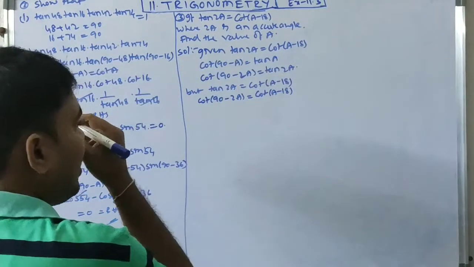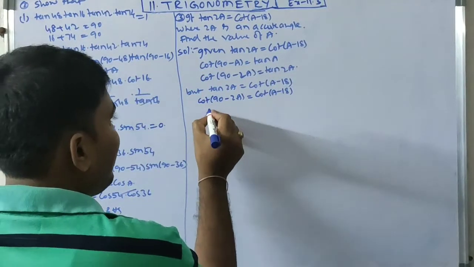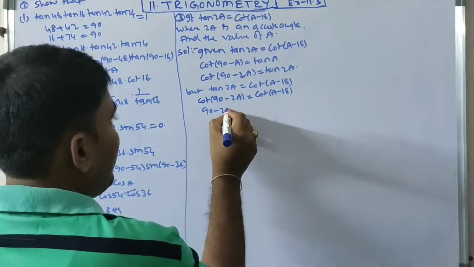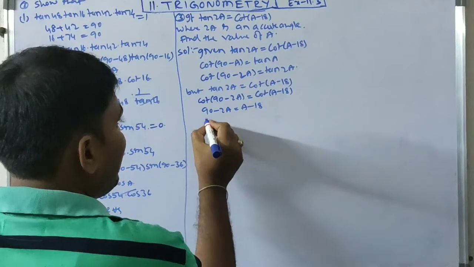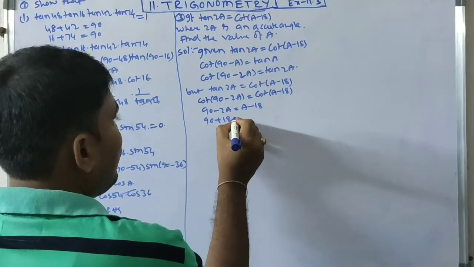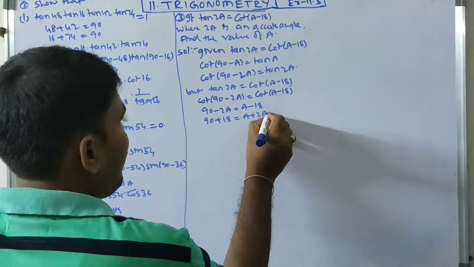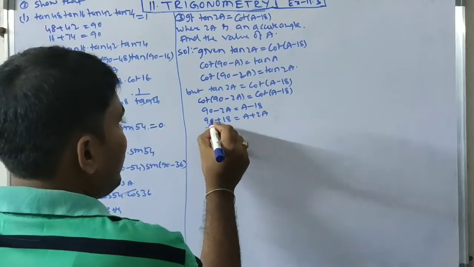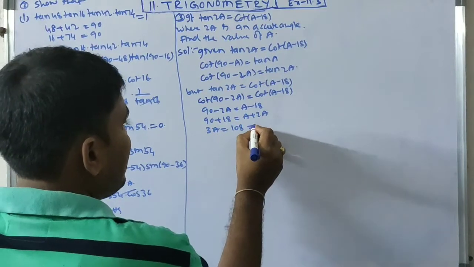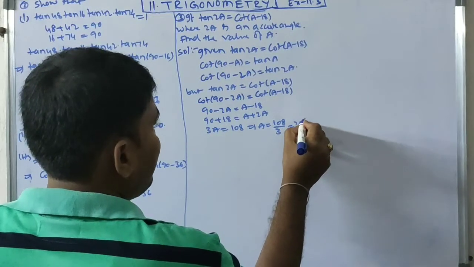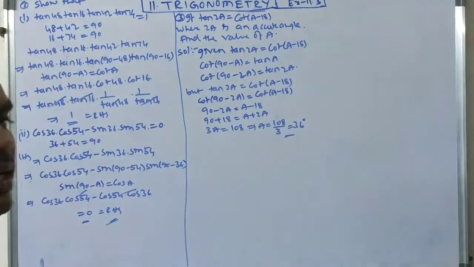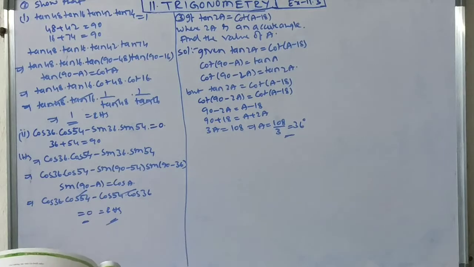Since it is an acute angle, the cot gets cancelled. 90 minus 2A equals A minus 18. So minus 2A goes to the other side: 90 plus 18 equals A plus 2A. 3A equals 108, A equals 108 by 3 equals 36. So this is the required result. Okay, same kind of problem in example 9.